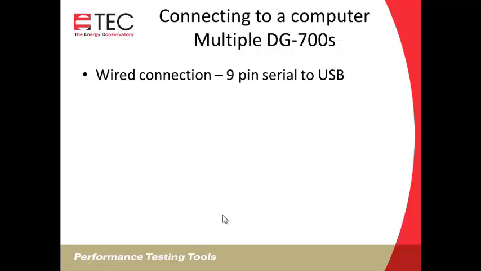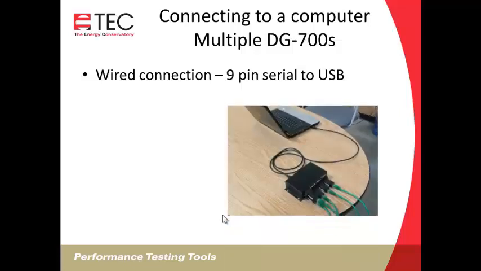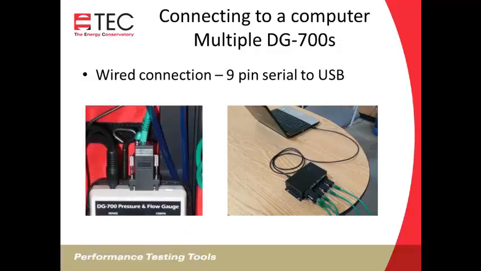So next we'll be talking about connecting a computer with multiple DG700s with wired connections. You would typically do the 9-pin serial to USB, and so this is showing an 8-port hub, and the DB9, the 9-pin serial to Cat5 adapter.